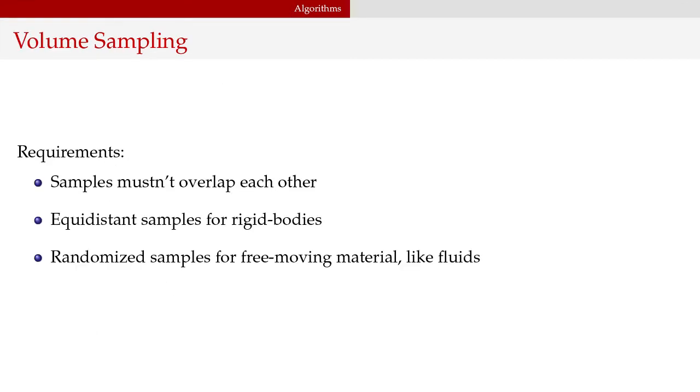Now we come to volume sampling. Volume sampling is used to define initial positions of simulation particles. These particles can be used to represent parts of free-moving simulation materials. But as I mentioned earlier, they also can be used for representing rigid bodies in a unified simulation framework. Let's talk a little bit about different requirements we have on suitable volume samplings.